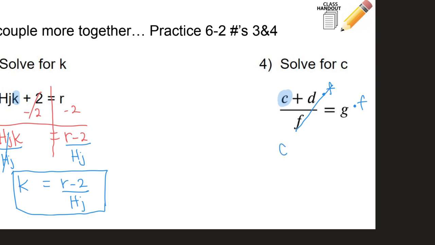So we're left with C plus D is equal to GF. Now we can undo the plus D by subtracting D. So then we're left with C equals GF minus D.